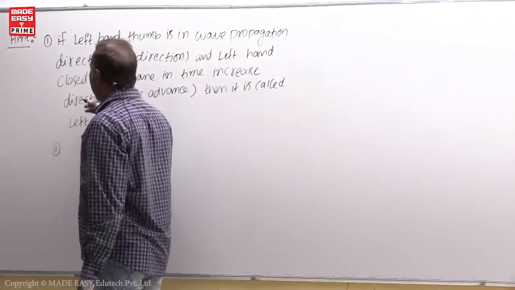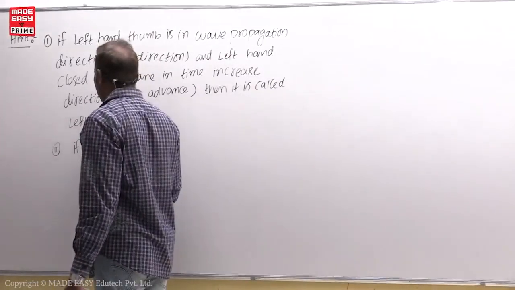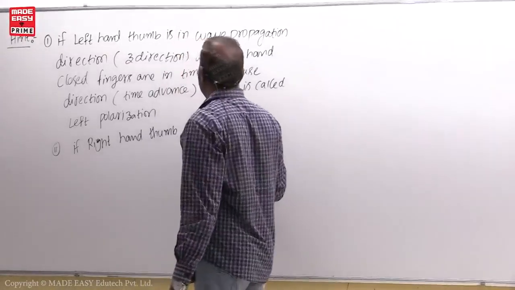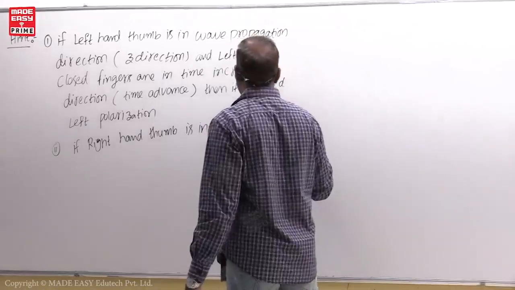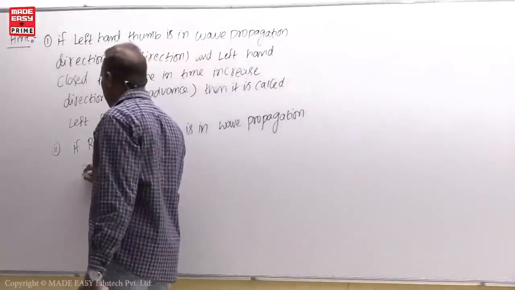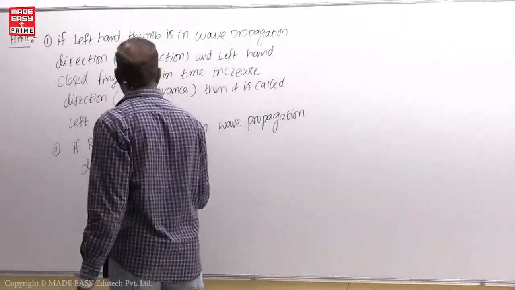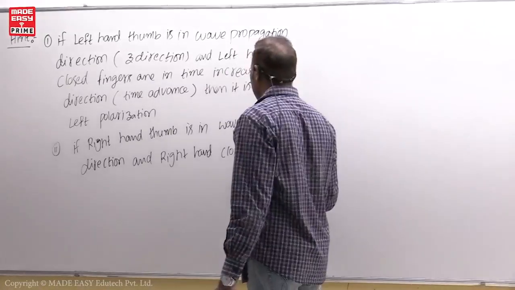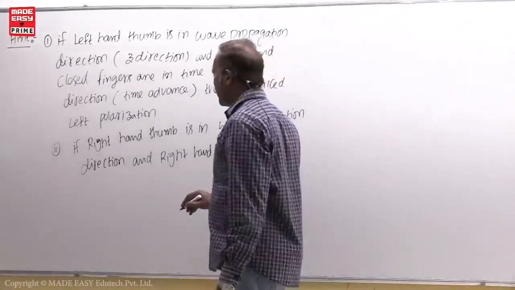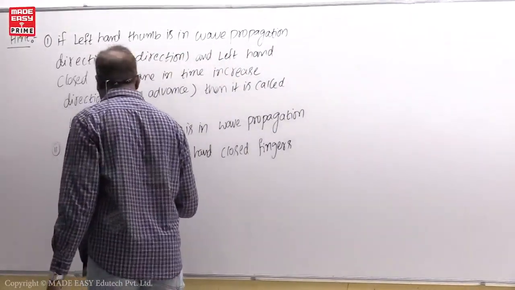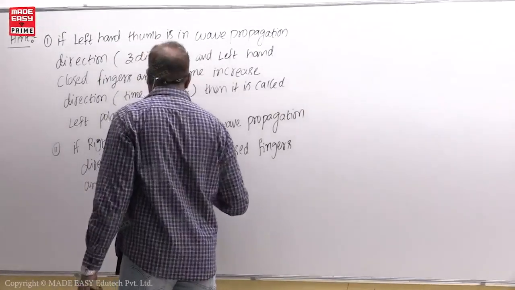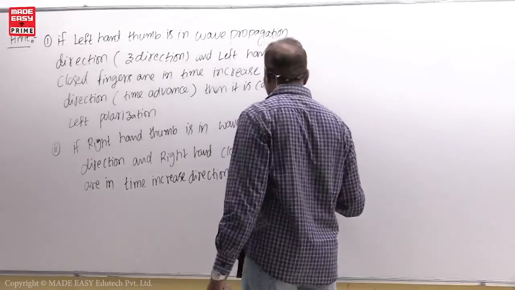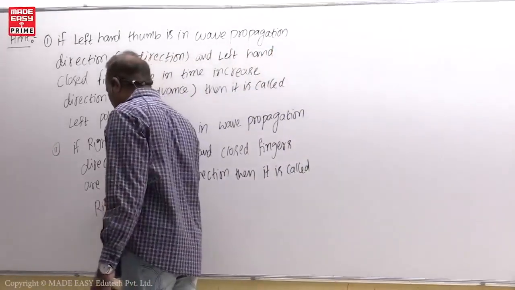Similarly, if the right hand thumb is in the wave propagation direction and the right hand closed fingers are in the time increase direction, then it is called right polarization.